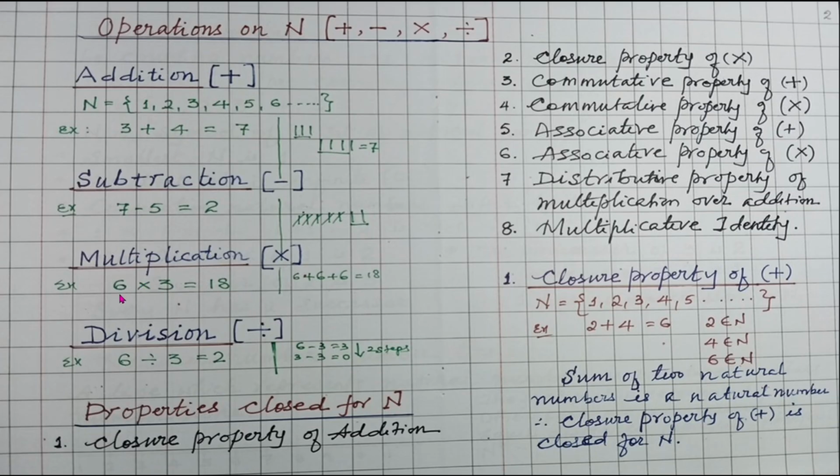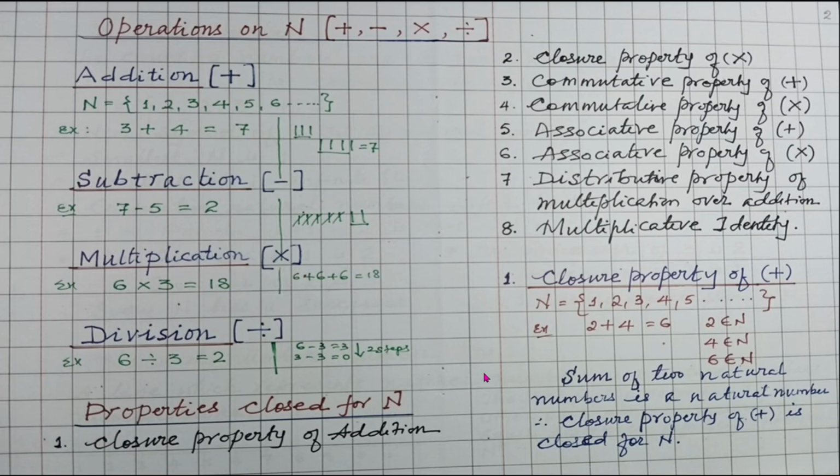Multiplication. When you take a number 6 and multiply by 3, we get 18. 18 is also a natural number. Therefore, multiplication is possible for a set of natural numbers. Division. 6 divided by 3. 6 is a natural number, divided by 3, that is 2. 2 is again a natural number. That is how we carry out the operations on natural numbers. That means addition, subtraction, multiplication, and division are possible for a set of natural numbers, except for subtraction and division, where it is not always possible.